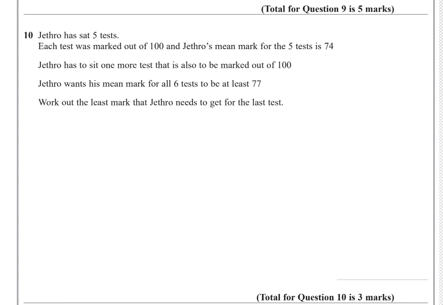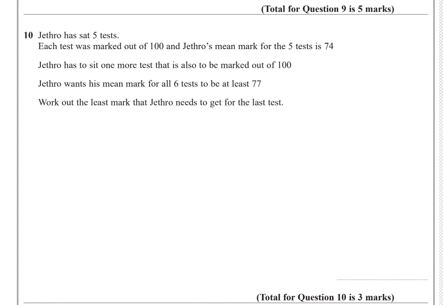Number 10. Jethro has sat 5 tests. Each test was marked out of 100, and Jethro's mean mark for the 5 tests is 74. Jethro has to sit one more test that is also to be marked out of 100. Jethro wants his mean mark for all 6 tests to be at least 77. Work out the least mark that Jethro needs to get for the last test.